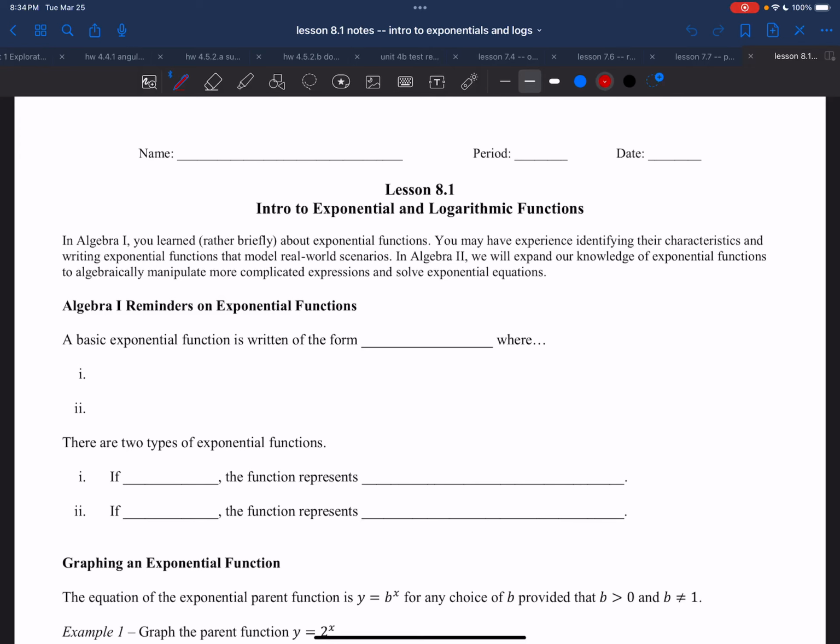Hello everyone and welcome to lesson 8.1. This is the introduction to exponential and logarithmic functions.